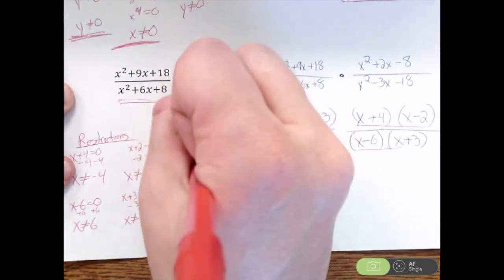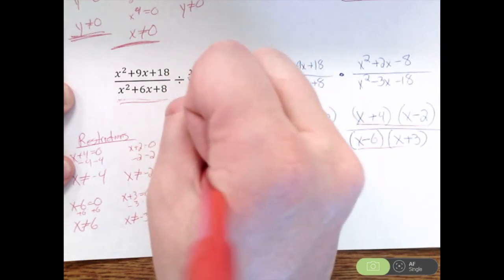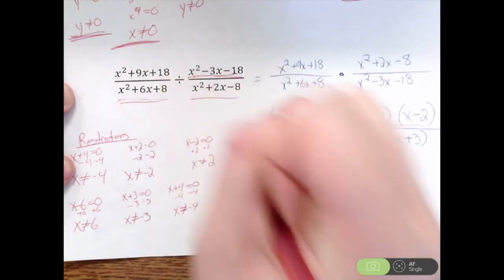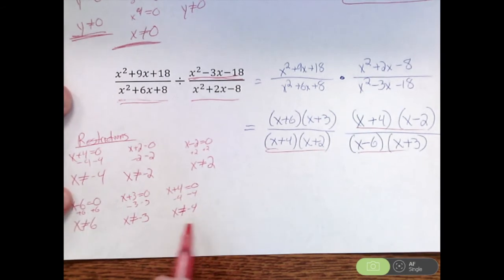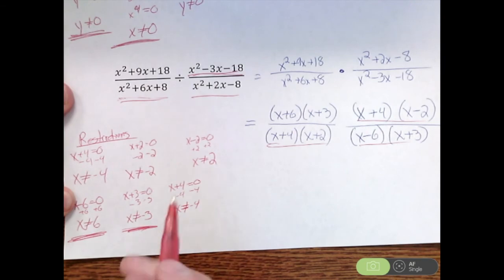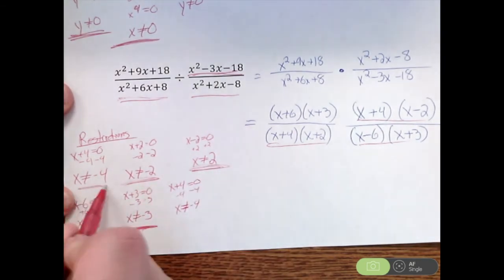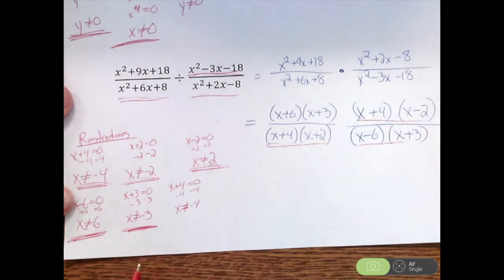X minus 2 is equal to 0. Solve that, and you get x cannot be 2. So this x plus 4 one's doubled up, but my restrictions are x cannot be 6, negative 3, negative 2, positive 2, or negative 4. So 5 restrictions there.